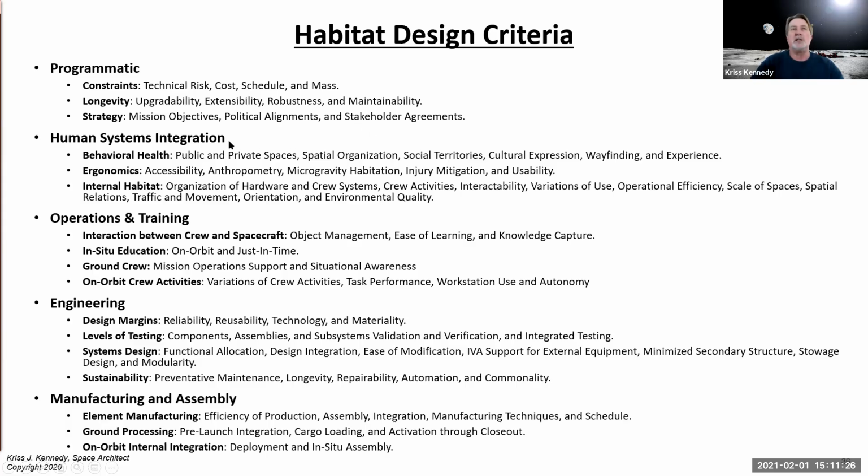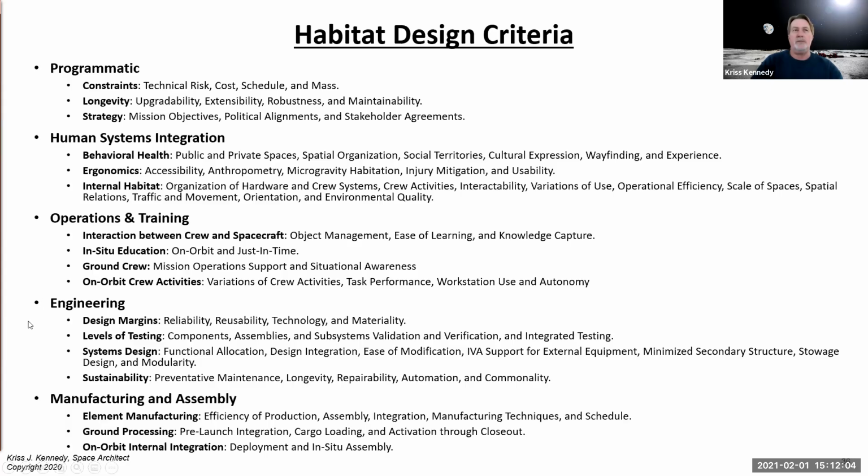Human system integration is a very large design criteria, obviously, when it comes to the habitat. So you're looking at behavioral health aspects, which are many important aspects to consider here. The ergonomics of the system and design, and then the internal habitat itself, organization of the hardware and crew systems, crew activities, interactability, variations of use, and so on. Operations and training is broken into interactions between crew and spacecraft, in situ education, ground crew, and on-orbit crew activities.